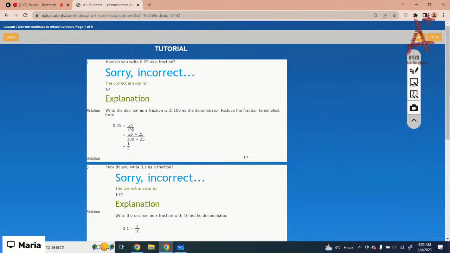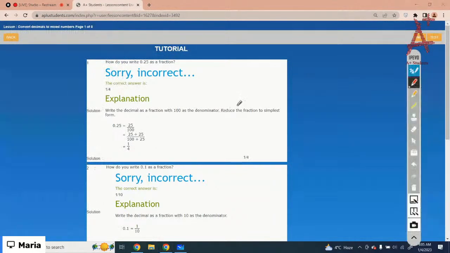So 0.25, first of all, we have to write the decimal in a fractional form. Just remove the decimal point, and you have two digits right after the decimal. So it will be 25 divided by 100.